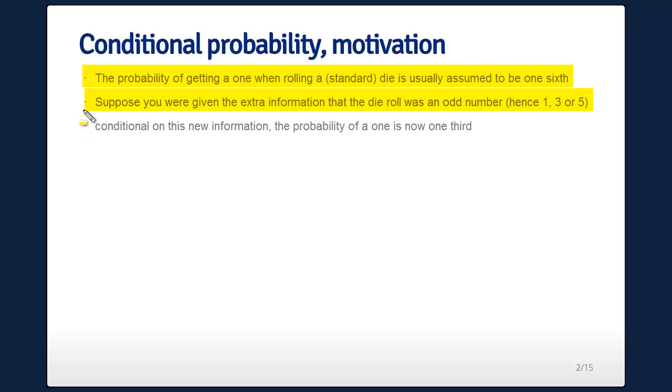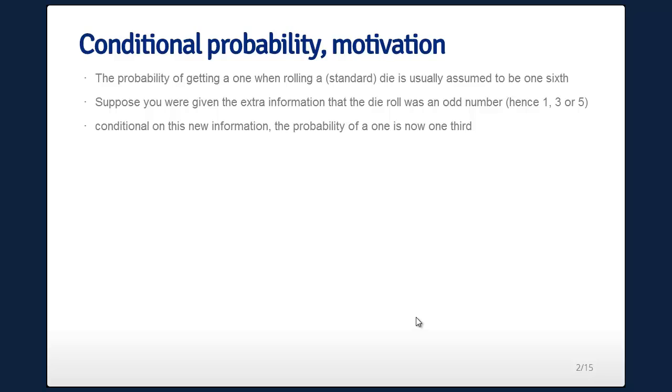Well, I think everyone would agree that conditional on this new information, the probability of getting a 1 is now 1/3. Everyone would agree on that. So that's what conditional probability gives you. It gives you the probability conditional on the random variable being in a set.